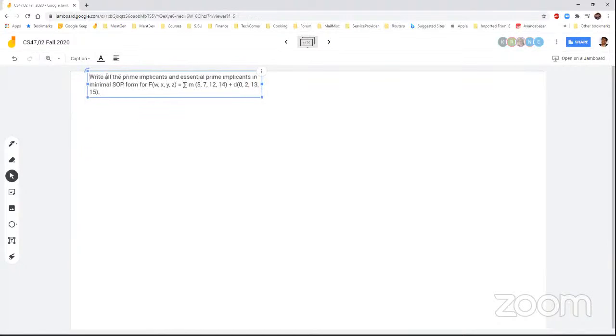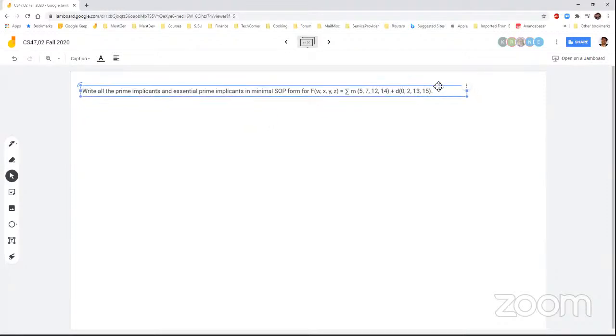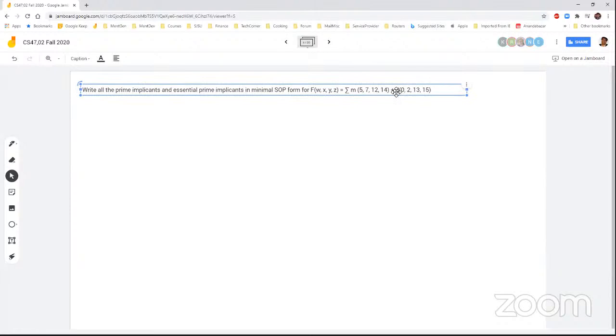So we are given this term: SOP sigma of 5, 7, 12, 14, with the don't care terms 0 to 13, 15. What would be the minimized form of this equation? And we also need to write down all the prime implicants and essential prime implicants in the minimal SOP form, which means it's a sigma M form.